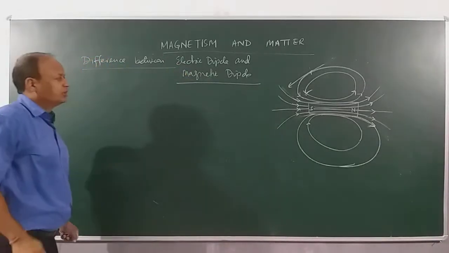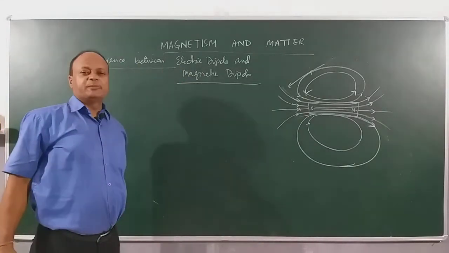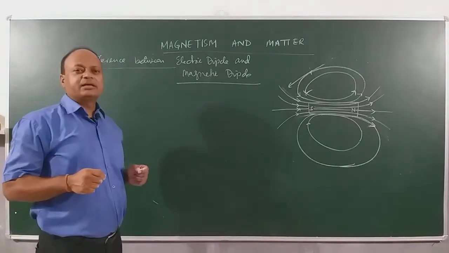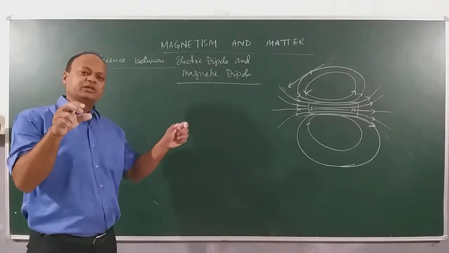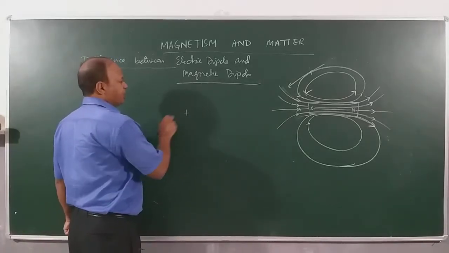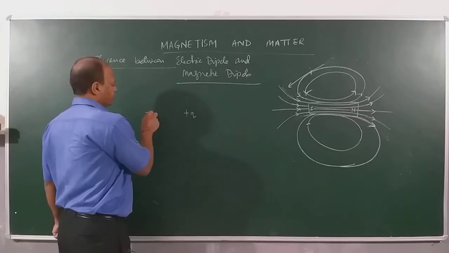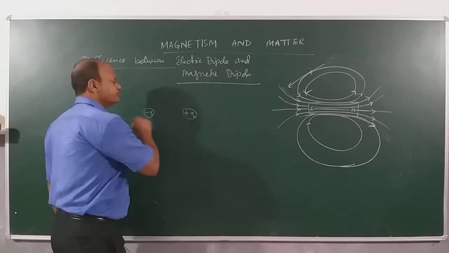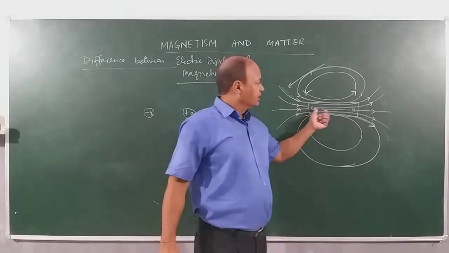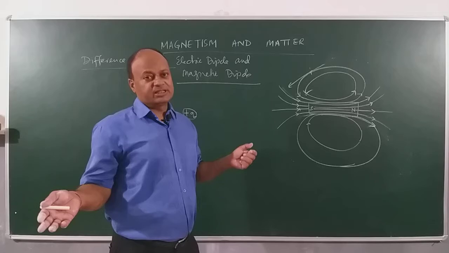All right, children. A small point that we need to understand here: the difference between electric dipole and magnetic dipole. We know that a bar magnet acts as a magnetic dipole because it has as many north poles as south poles. And what is the electric dipole here? Electric dipole, you have a positive charge here, plus q, and you have a negative charge here, minus q. You can clearly see that the two poles are never separable, meaning monopoles do not exist.